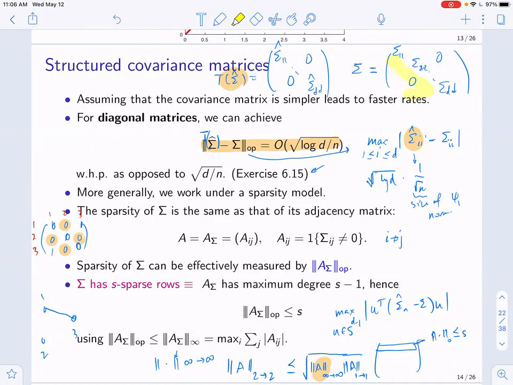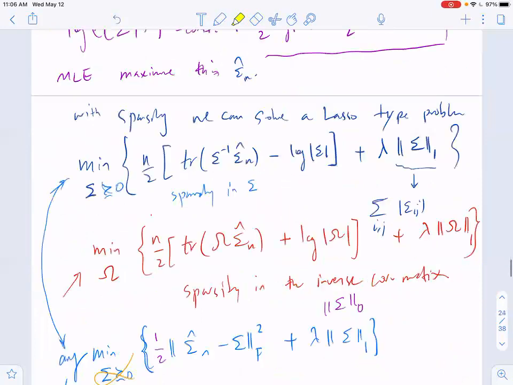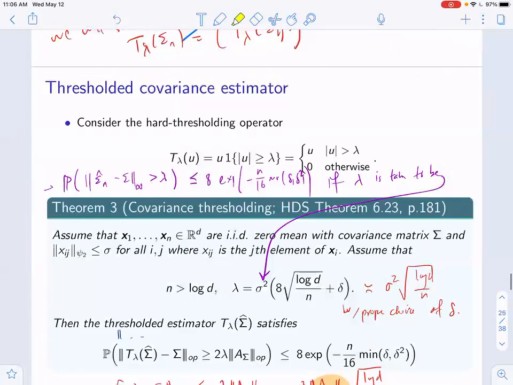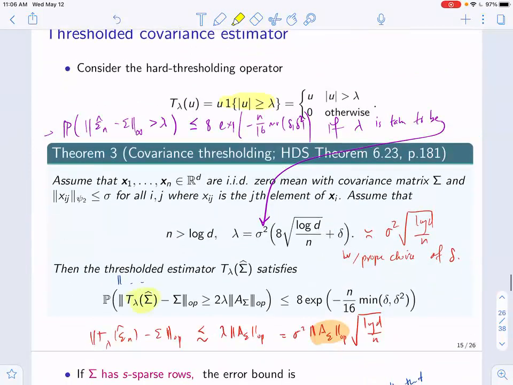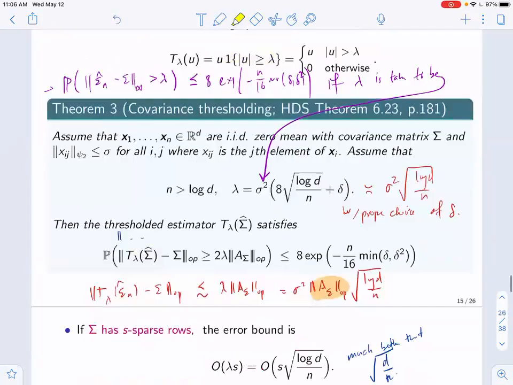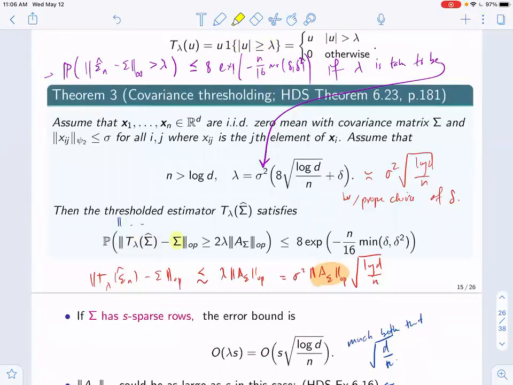And then the idea was that we could do the thresholding. A natural idea was to do hard thresholding on the entries of the sample covariance matrix. And this would give us an estimator whose deviation from the true covariance matrix in operator norm would be bounded by lambda times the operator norm of the adjacency matrix of the sparsity pattern of sigma.